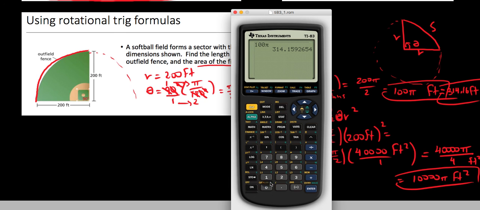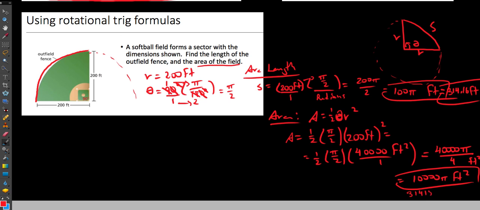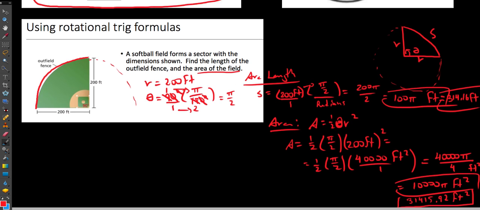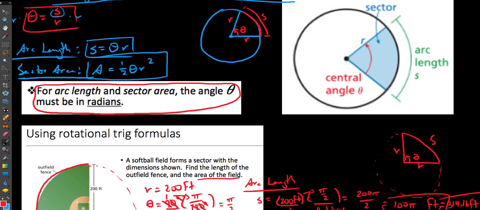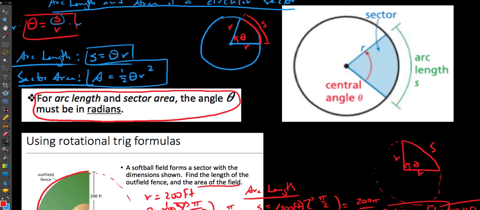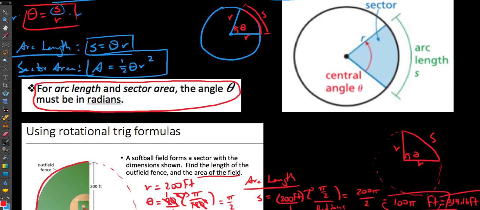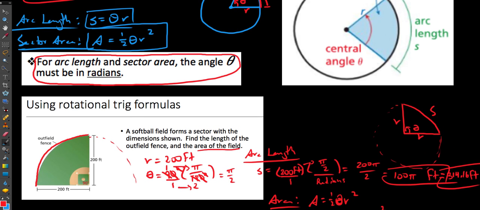Again, we could just take this 1 with four zeros and multiply it by pi. We get 31415.92 feet squared. With these kinds of problems, you'll want a decimal and an exact value. So just know that these two formulas exist and that you will need to use them. They're really not so bad to use if you can identify the angle of rotation and the radius. You just have to make sure that your angle is in radians. Cheers.